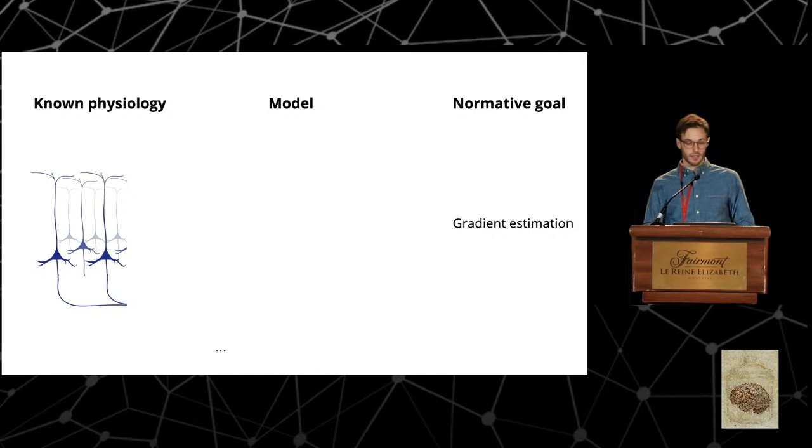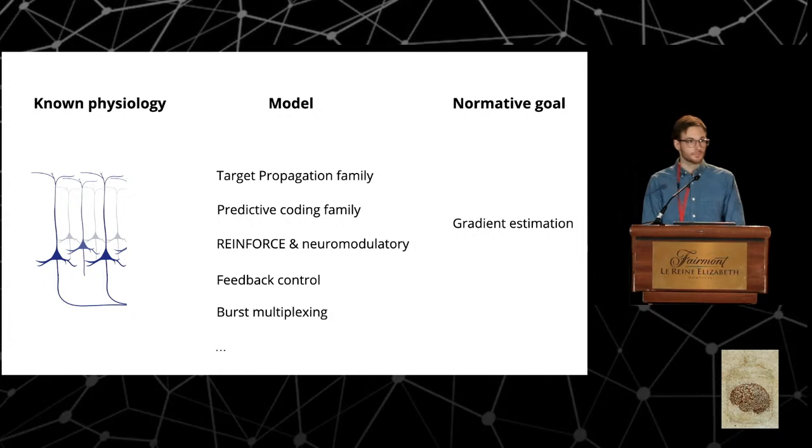Broadly, this work is part of a broader field attempting to ask about the circuit mechanisms for gradient estimation. There are now a great number of families of models, more publications than I could possibly list, of ways that could happen, including target propagation related algorithms, predictive coding, neuromodulatory based algorithms, and others. In this talk, I'll start with the problem of gradient estimation and work backwards. The path we'll take brings us most closely to target propagation and predictive coding.